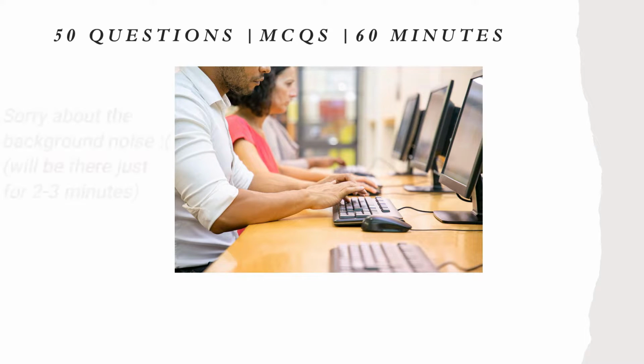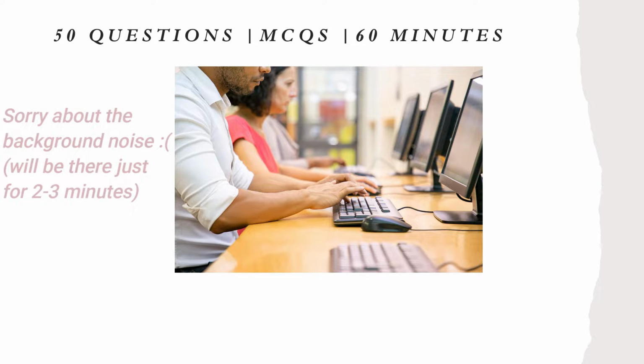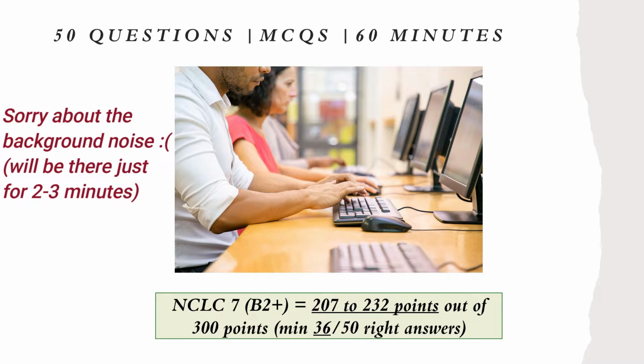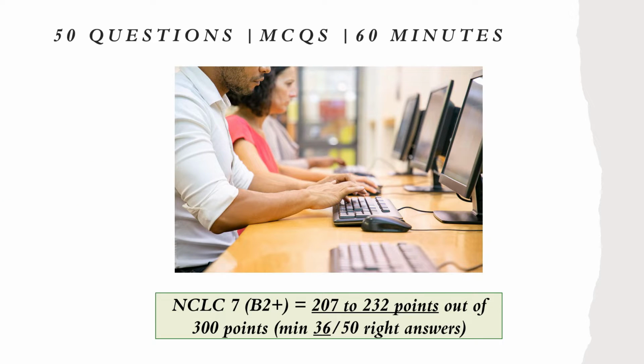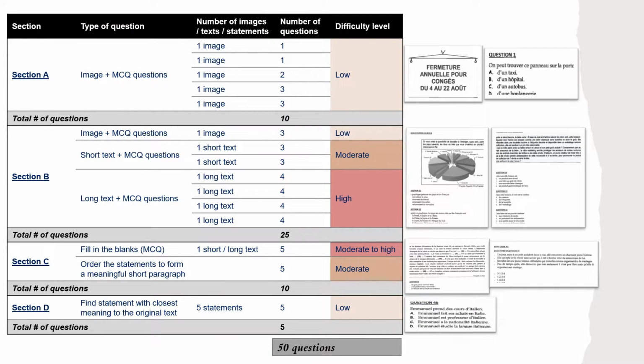In comprehension écrite, there are 50 questions, all are MCQs, and you get 60 minutes to complete the test. In terms of score, to get NCLC 7, which is B2 plus, you need at least 207 to 232 points out of 300, which means you need to get at least 36 questions correct out of 50. There are 4 sections in the exam, so let's look at them one by one.